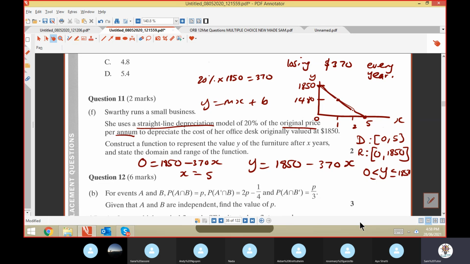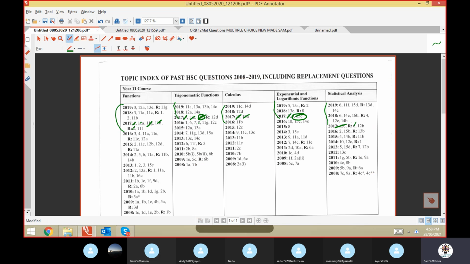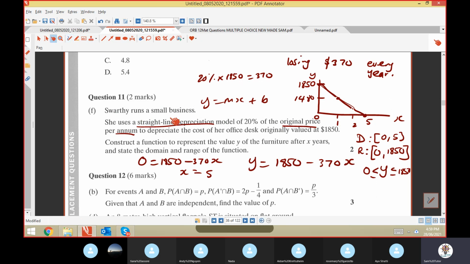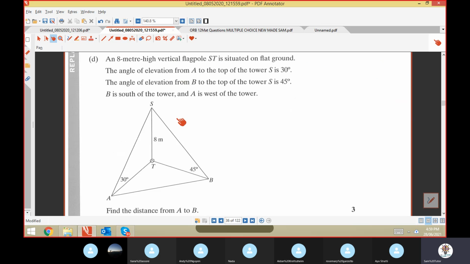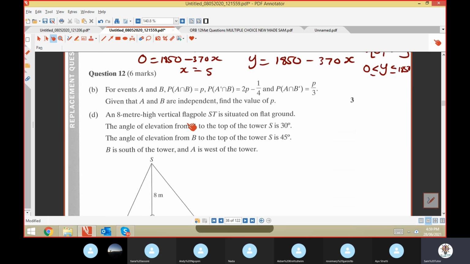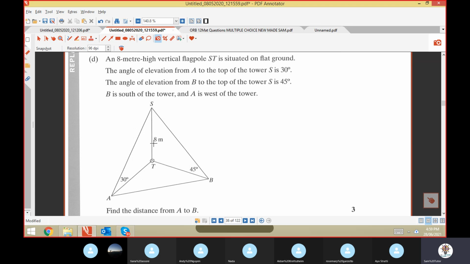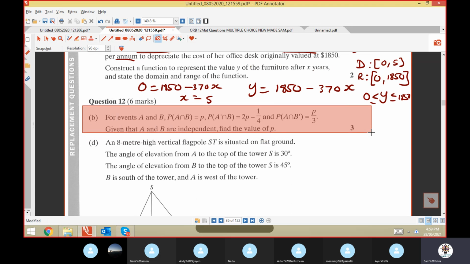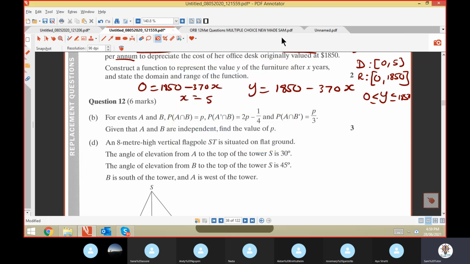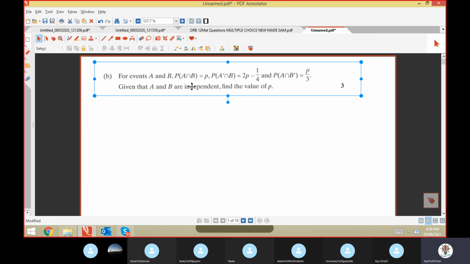Yep, good. Okay. Question 11, question 12, D and B, B and D. And we just did that one, and that's it. That's all of Year 11 from 2017. So question 12, B and D. All right. 3D trig. Oh yeah, that's a good one. 3D trig. All right, let's do this one first.